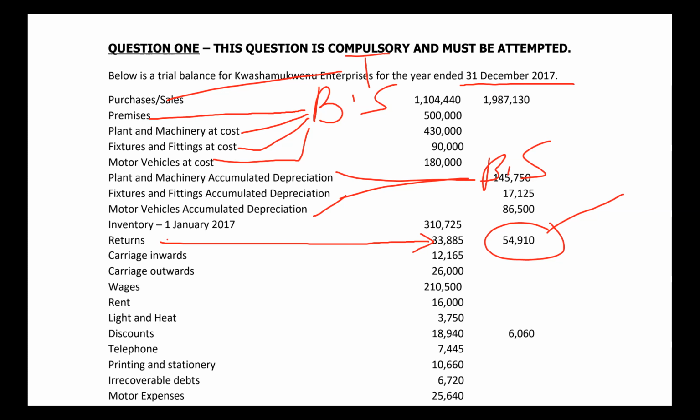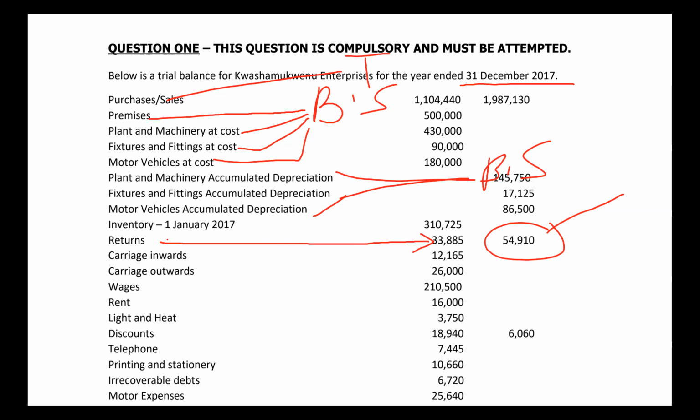Fair enough. Carriage inward. Carriage inward is basically the cost that you incur when you are bringing the things into the business. So carriage inward is a cost of goods, or the cost of sales. Because when you're ordering them, there's that cost you incur as you're trying to bring them into the business. So that cost is called the carriage inward. Clear?